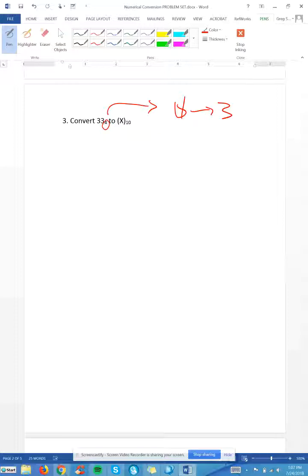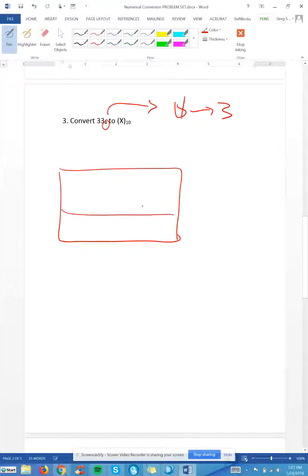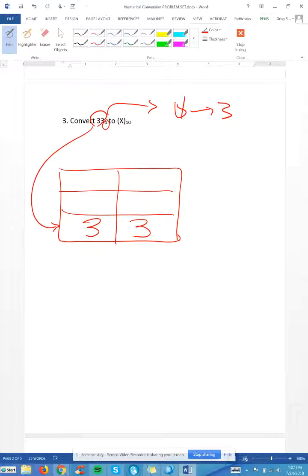So the first step, let's build the column weight chart. We can make it a little bit smaller. We're going to make it 3 rows, like we talked about before, and 2 columns. We'll put the original value in here, 3, 3. Since this is base 4, the column weights are successive powers of 4. So we have 4 to the 0, we have 4 to the 1.